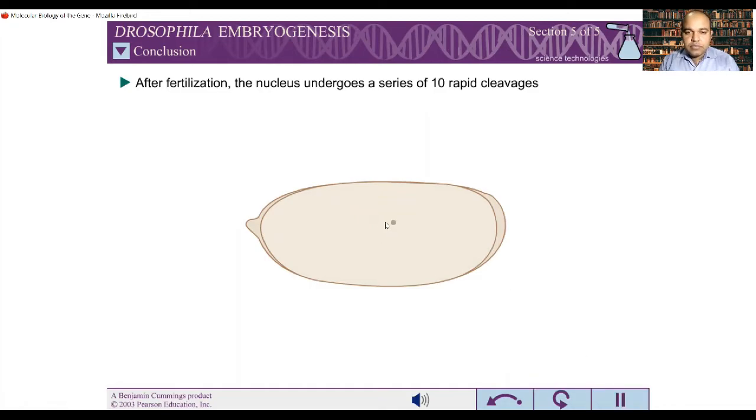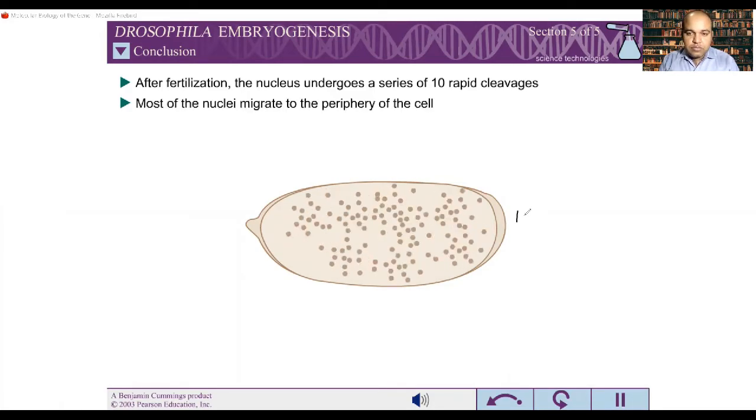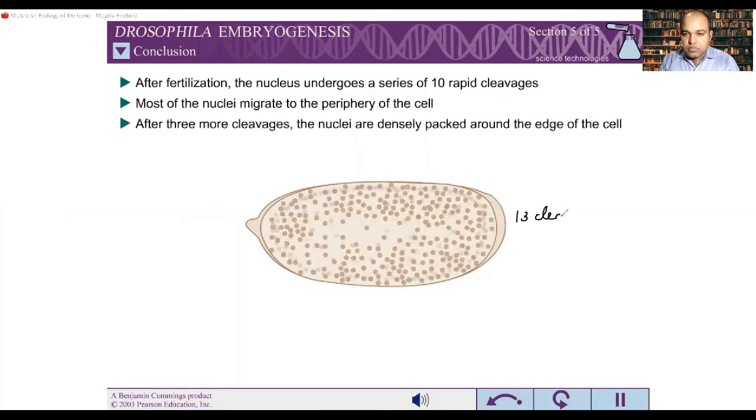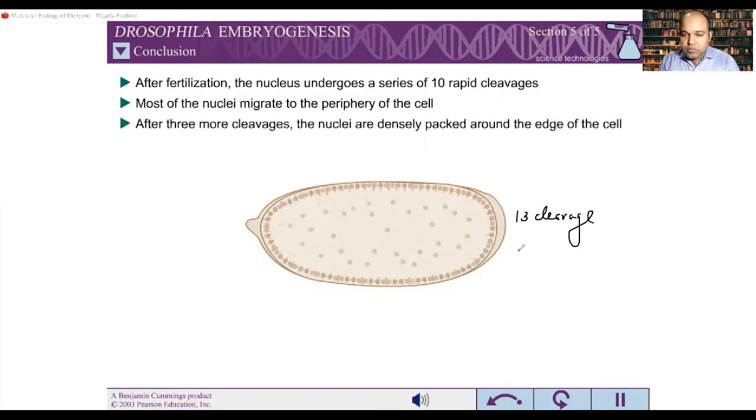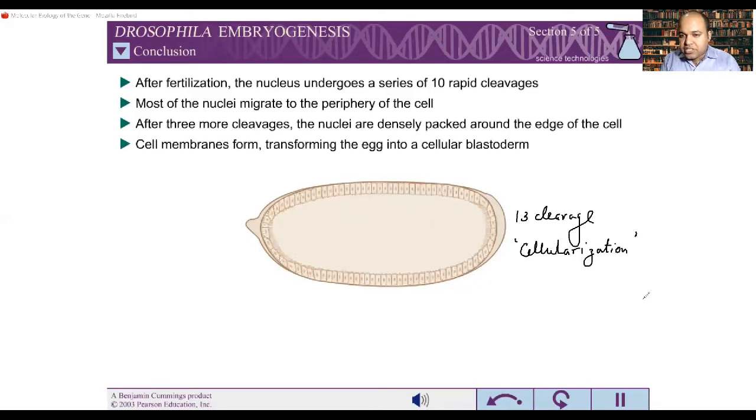This nucleus undergoes a series of 10 rapid cleavages, during which most of the nuclei migrate to the periphery of the cell. The nuclei then undergo another 3 rounds of cleavage, leading to about 6,000 densely packed, column-shaped nuclei enclosing the central yolk. Cell membranes then form around the nuclei, transforming the egg into a cellular blastoderm. Then there would be a cellular blastoderm produced. This blastoderm will have a cavity called blastocele cavity.